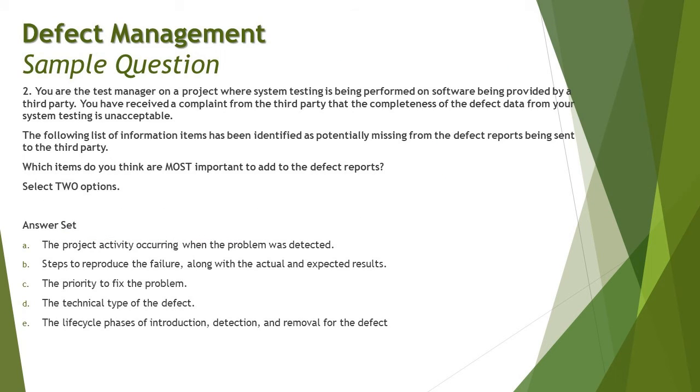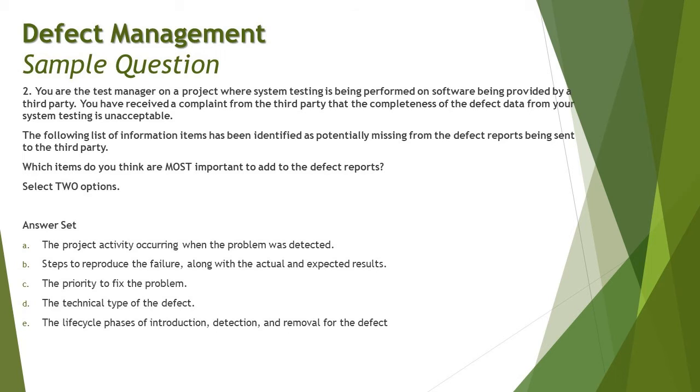Moving to the next question here, we have got another scenario based question, yet very important to be understood. You are the test manager on a project where system testing is being performed on software being provided by a third party. You have received a complaint from the third party that the completeness of the defect data from your system testing is unacceptable. The following list of information items has been identified as potentially missing from the defect report being sent to the third party. Which items do you think are most important to add to the defect reports?